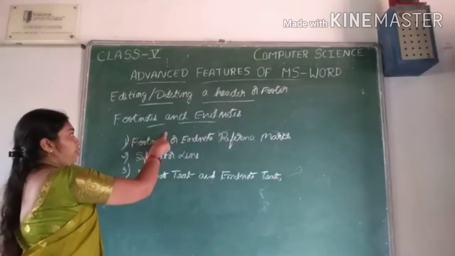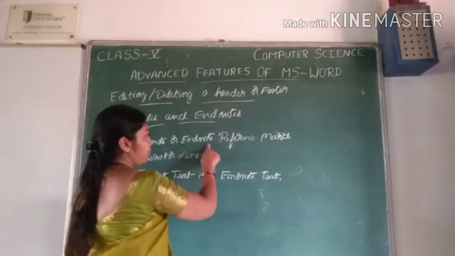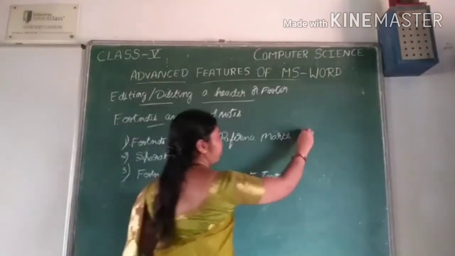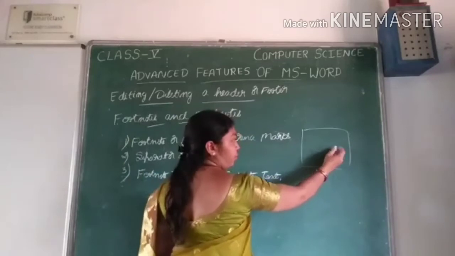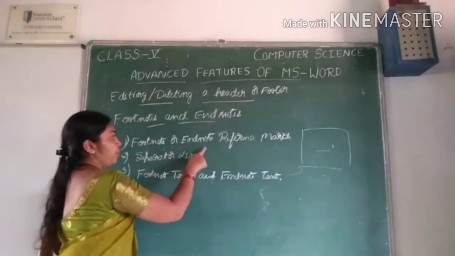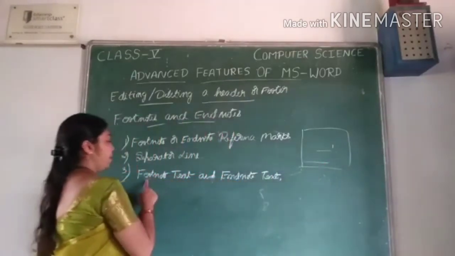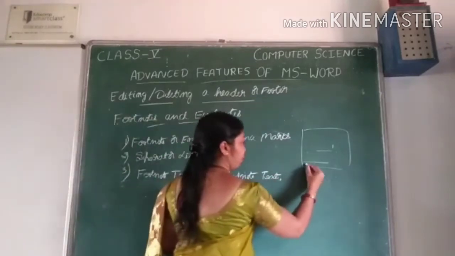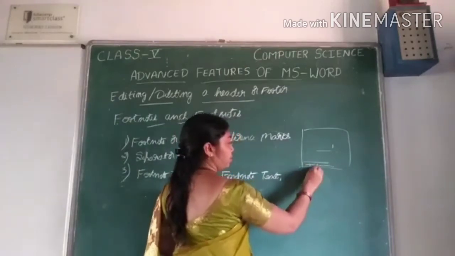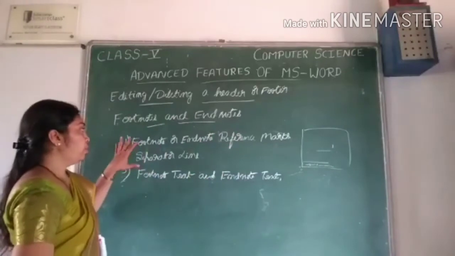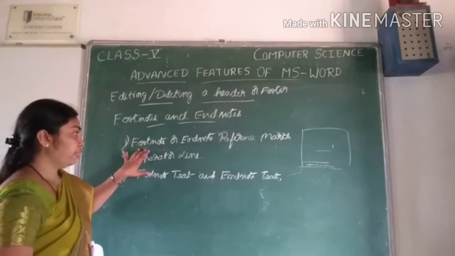So when you are adding a footnote or endnote, there are three things. First, the footnote or endnote reference mark: there is a document, and in between there is a word where the reference mark is given. Then the separator line: at the bottom you can see a separator line. And then the footnote text or endnote text: whatever text is at the end of the page is the footnote text or the endnote text. All three must be there when you add a footnote or endnote.